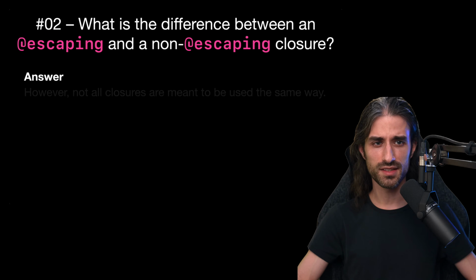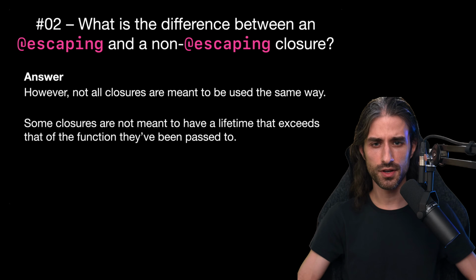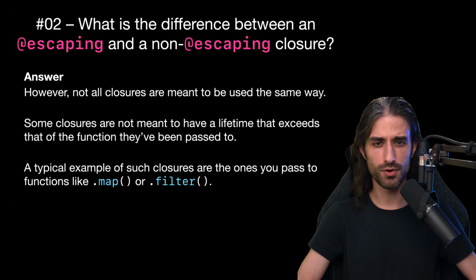So first, we can start by stating that not all closures are meant to be used the same way. We can really split closures into two different kinds. First, we have the closures that are not meant to have a lifetime that exceeds the one of the function that they are passed to. A typical example of such closures are the ones you pass to functions like map or filter.